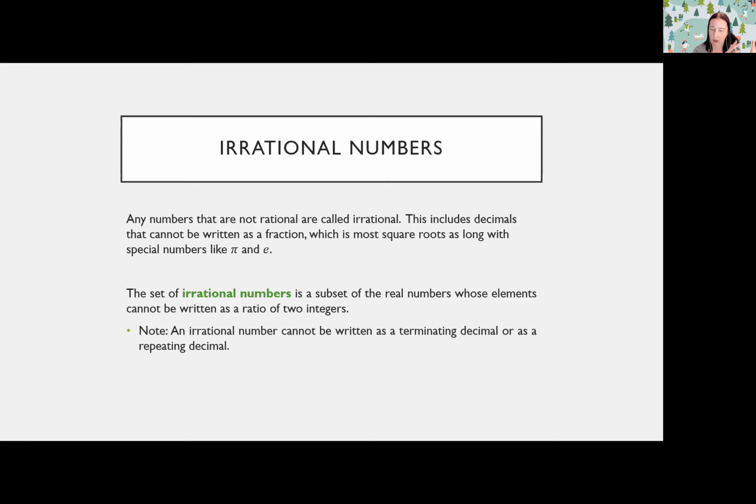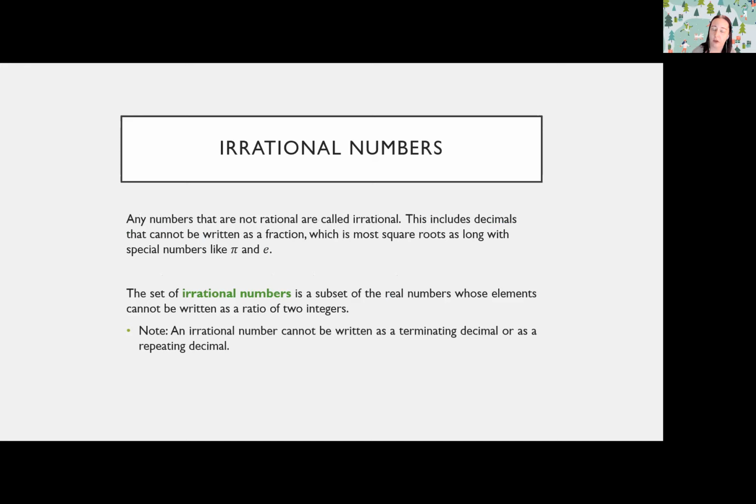There are things called irrational numbers, which are basically the opposite of rational numbers. They can't be written as a fraction. There are certain decimals that fall into this category, like pi, because it goes on forever. E is another one that goes on forever. We've also got the square roots of numbers.